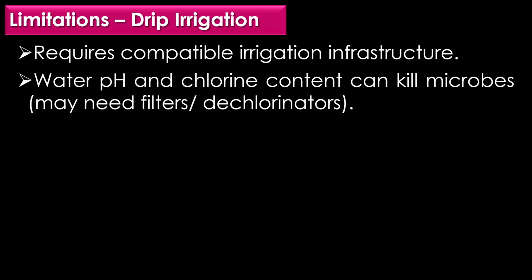Limitations of drip irrigation. There are two limitations of drip irrigation. The first limitation is that drip irrigation requires compatible irrigation infrastructure. And the second limitation is that water pH and chlorine content can kill microbes, so it may need filters or dechlorinators.